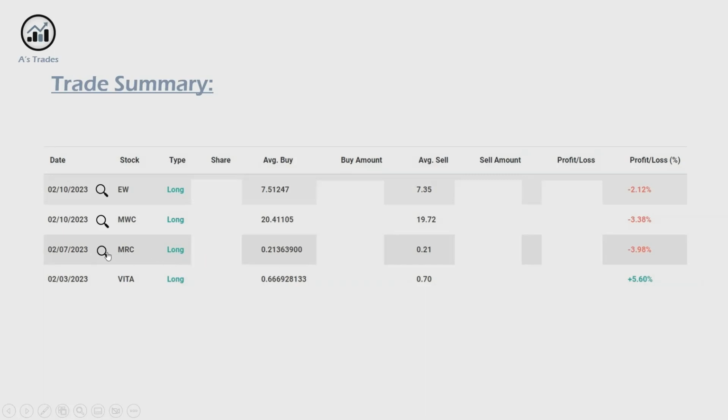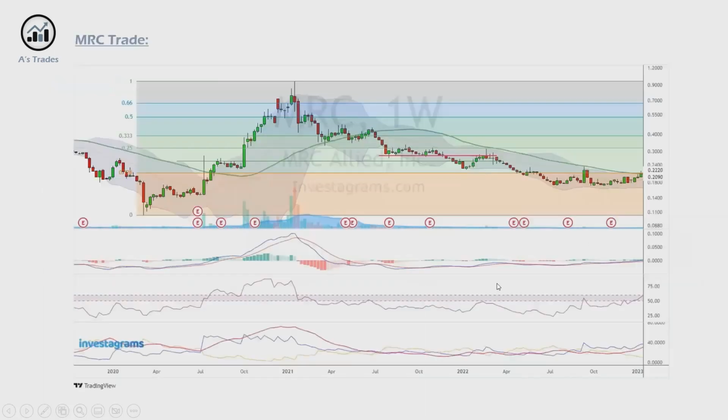First stock is MRC, in which I lost 3.98%. Let's take a look at the weekly chart. Here is the gun box plotted, which shows an overview of the support and resistance levels.